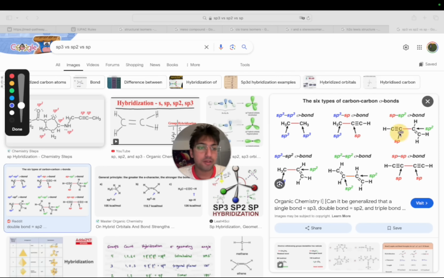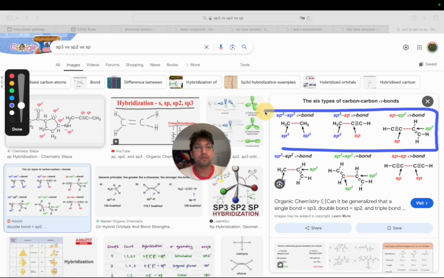Now let's talk about this. This is bonded to 2 things, so it's an sp, whereas this is bonded to 1, 2, 3 things, right? There's a double bond here, so this is sp2. All right, so you kind of get the idea of what these orbitals are describing.